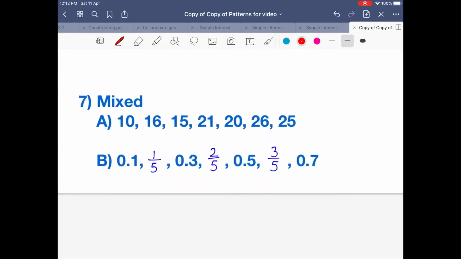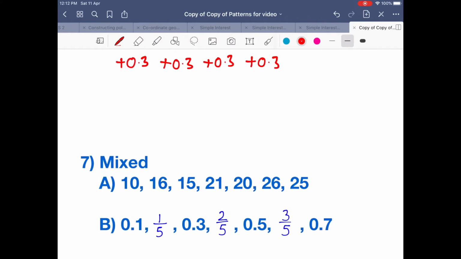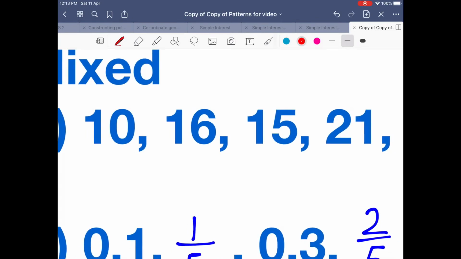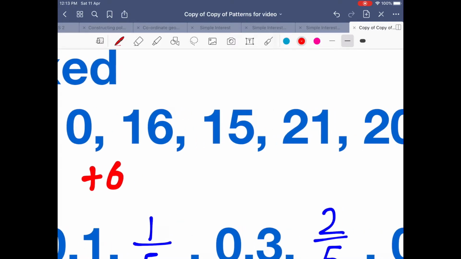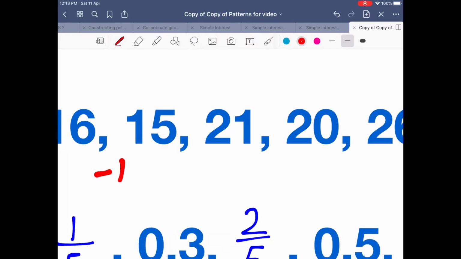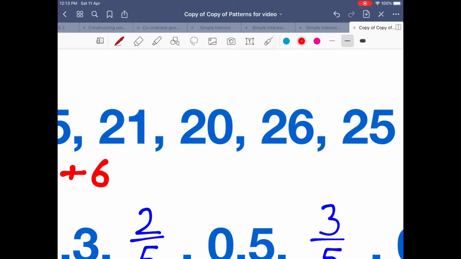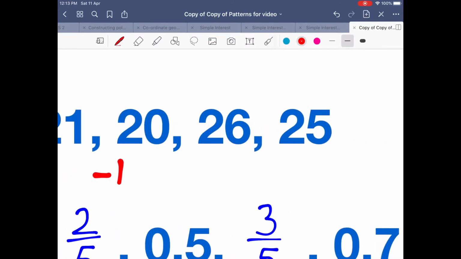And then we can have a combination of the different patterns we saw before, or even other patterns. So let's see, we have 10, 16, 15, 21, 20, 26, and 25. In order for us to go from 10 to 16, we can add 6. In order to go from 16 to 15, we must minus 1. Again, from 15 to 21, we can add 6. And from 21 to 20, we can take away 1. Same thing here, plus 6 and then take away 1.